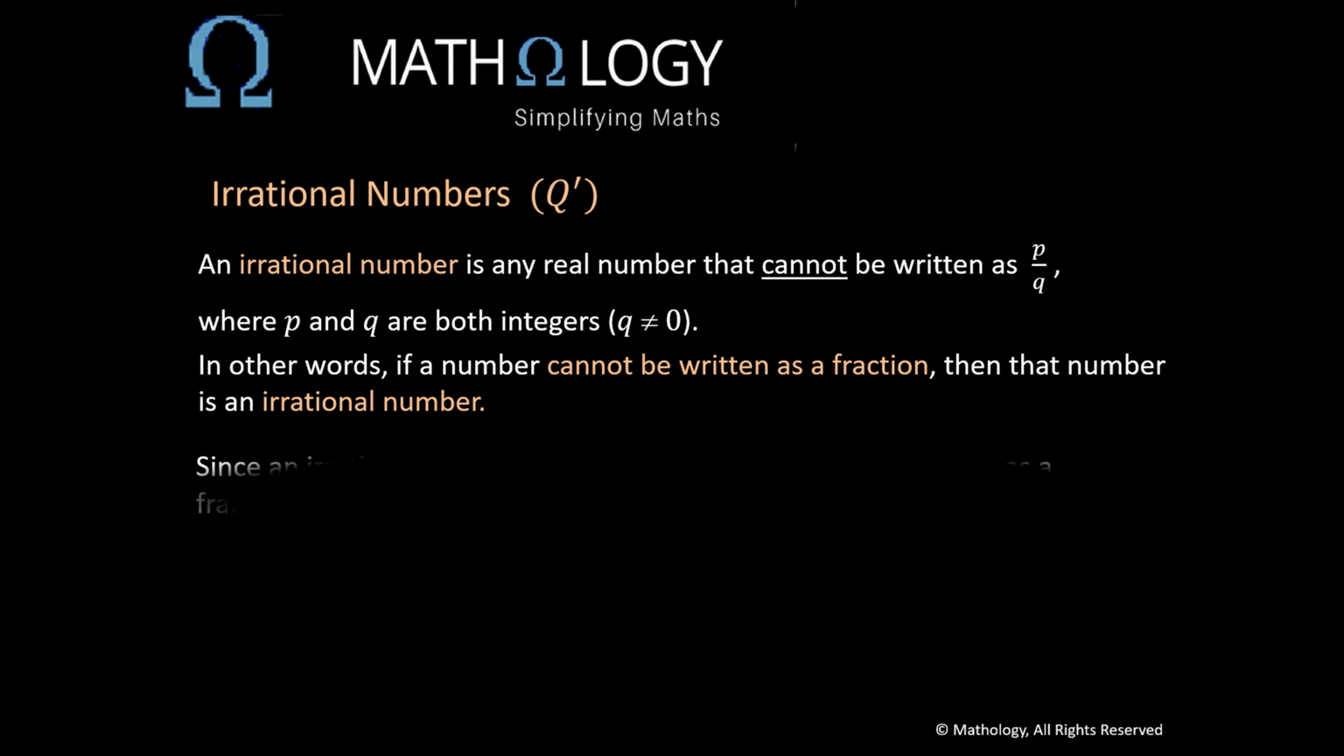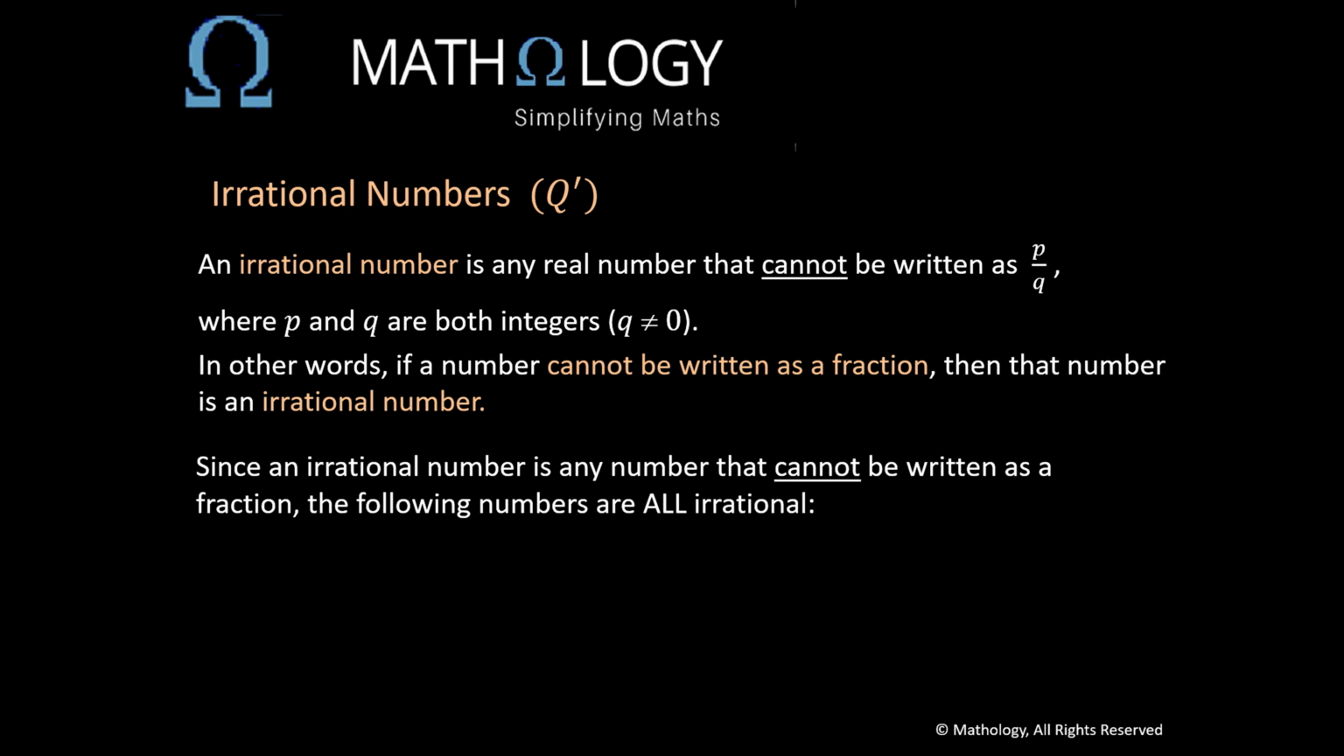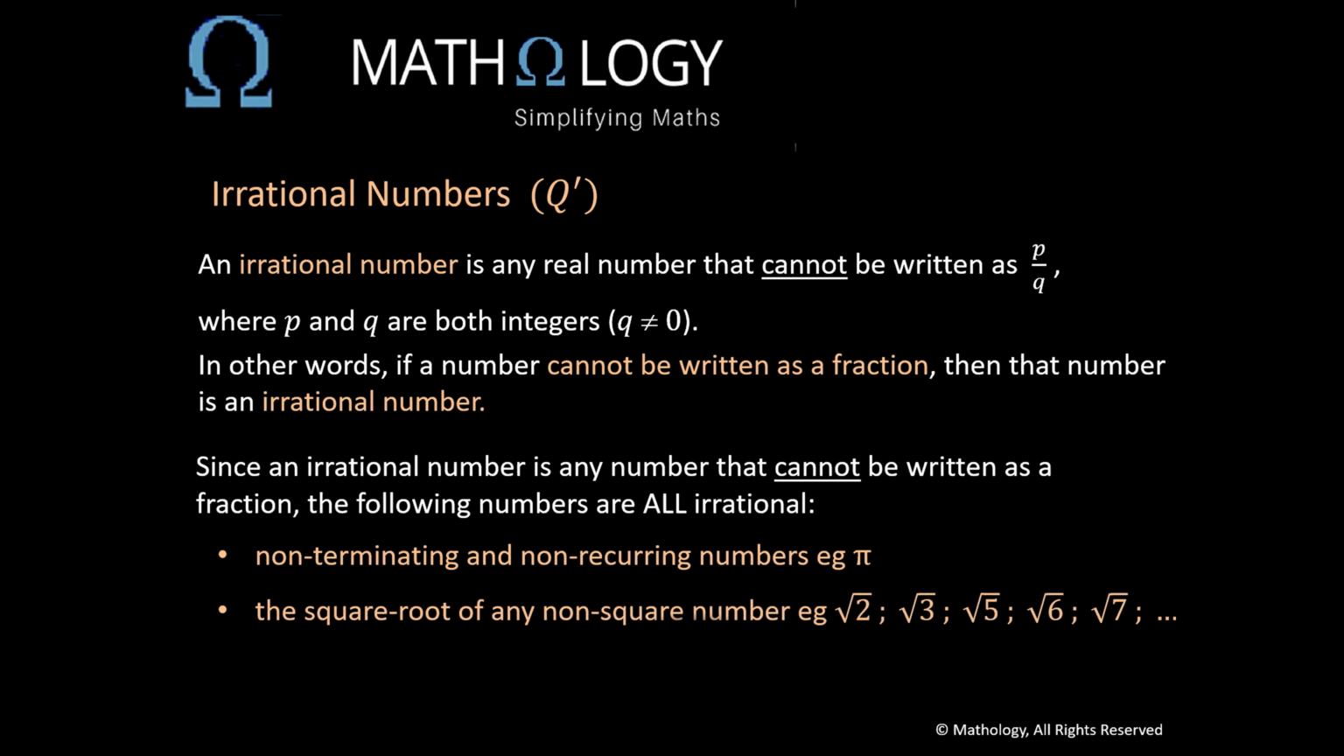Since an irrational number is any real number that cannot be written as a fraction, the following numbers are all irrational: non-terminating and non-recurring numbers, and the square root of a non-square number. The square root of 4 and the square root of 9 are both rational numbers, since they equal 2 and 3 respectively, which are integers.